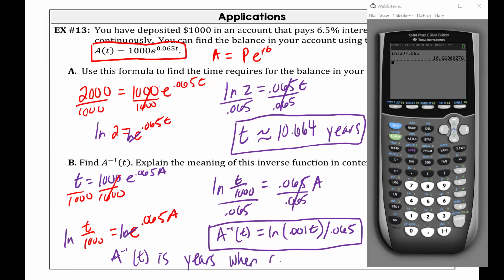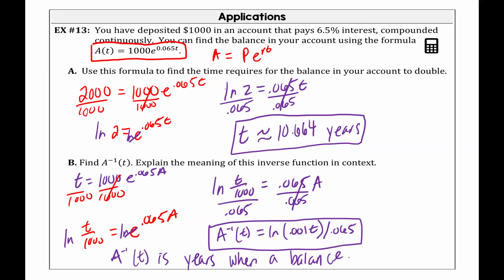When a balance in the account is reached. No, balance in account is known. Blame it on the date, okay? If I did not make grammatical sense.